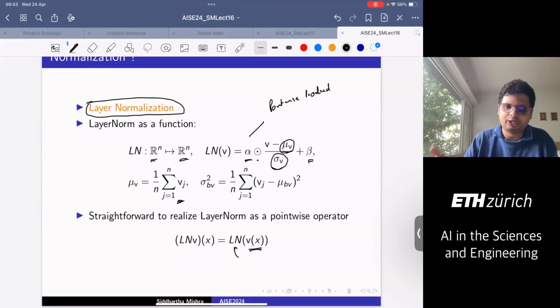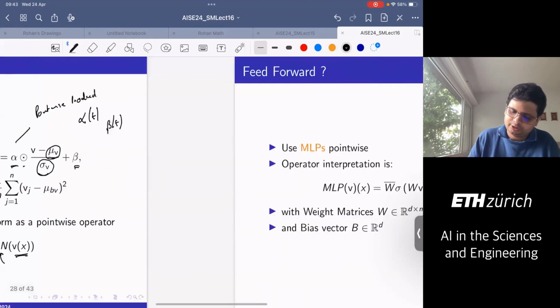When we want to use our neural operators, we will make this alpha and beta time dependent. So alpha of t and beta of t. And you can imagine that these are always initialized: alpha is initialized around 1 and beta is initialized around 0 during training. So that is one thing.